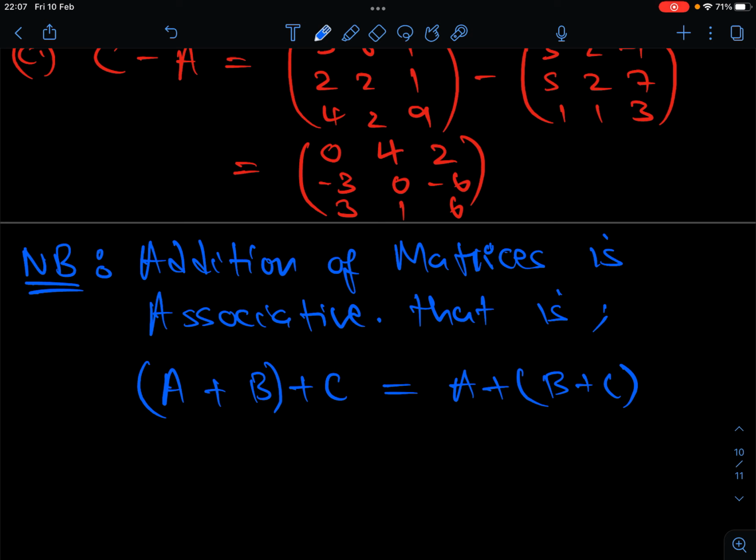But subtraction also, we can't really say it's associative, though yes, it has to be associative, because subtraction is more like an addition, so it also has to be associative. So addition of matrices is associative, and also subtraction as well.